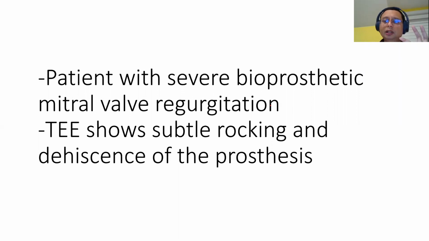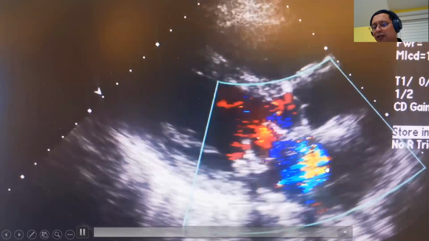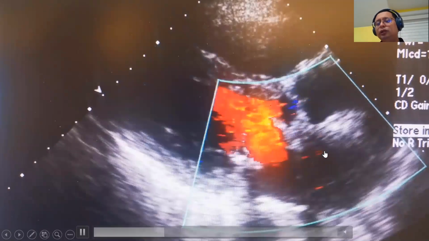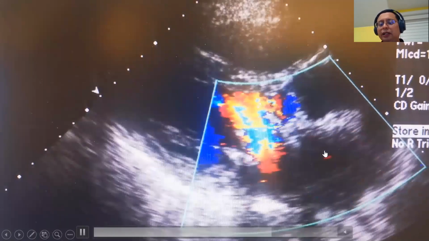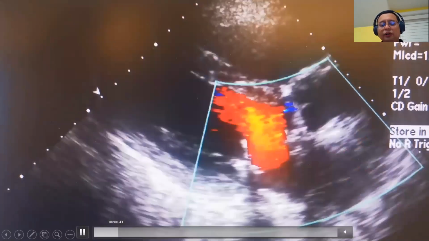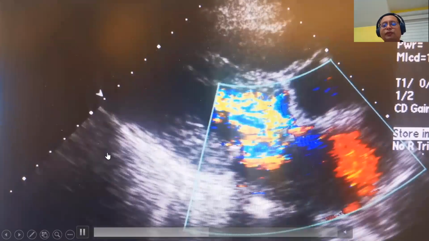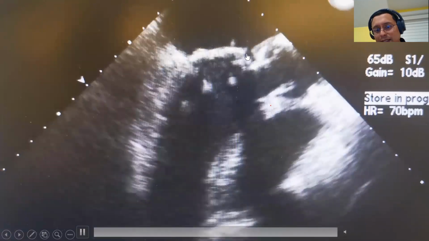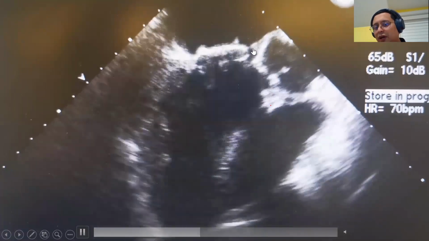Just to show you the versatility of transesophageal echocardiogram. So this is a patient with severe bioprosthetic mitral valve regurgitation, okay? When you do transthoracic echocardiogram, you can see severe mitral valve regurgitation, but you wanted to know exactly what is happening to the mitral valve. It's difficult to see just from transthoracic echocardiogram here. So when we do a transesophageal echocardiogram, so this is the bioprosthetic mitral valve, you can see the hole at the side here, okay?